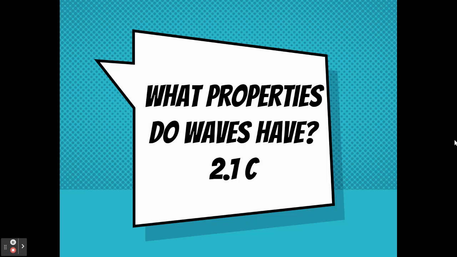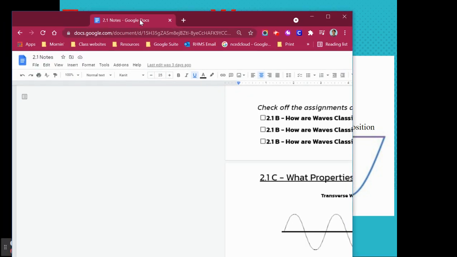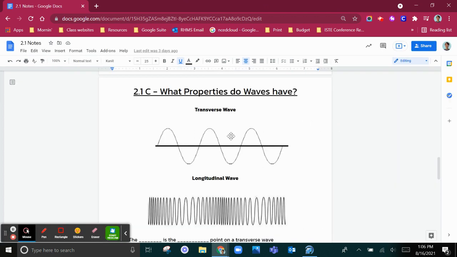We're on 2.1c. What properties do waves have? So first thing you're going to do is you're going to label the transverse wave in your notes. Your notes should look like this. And you're going to label it on your notes here. You're going to have to draw some lines, but you're going to label this transverse wave.